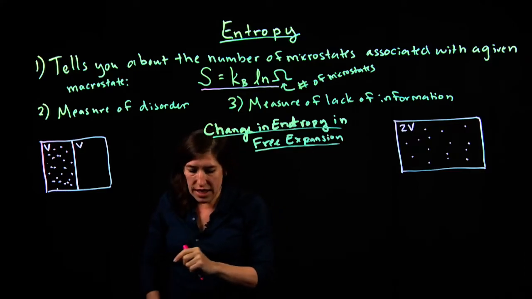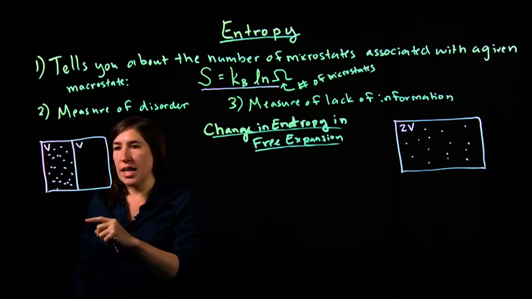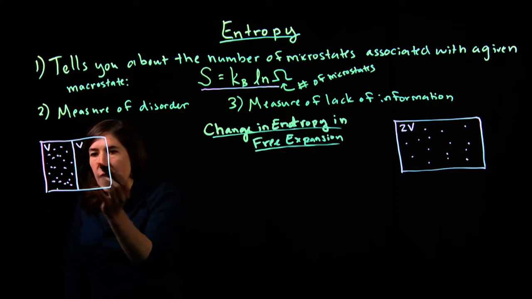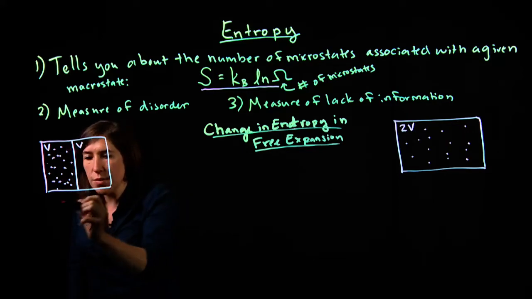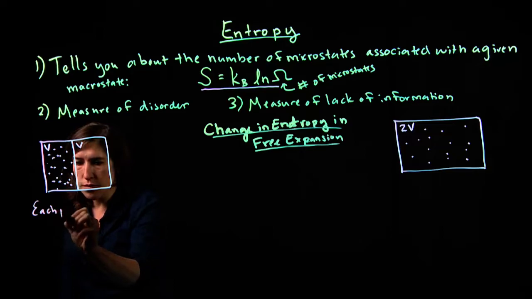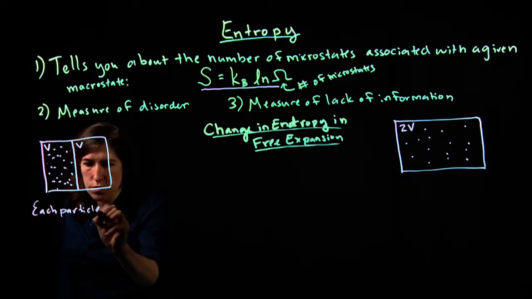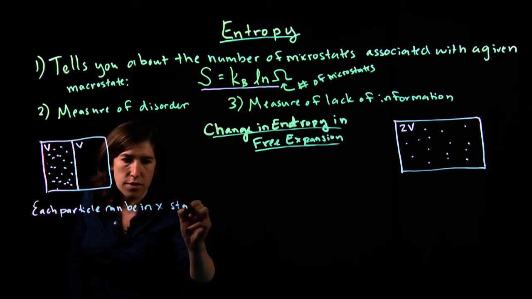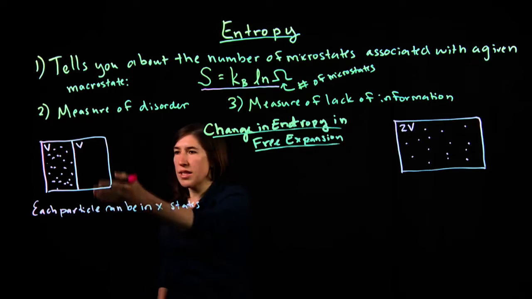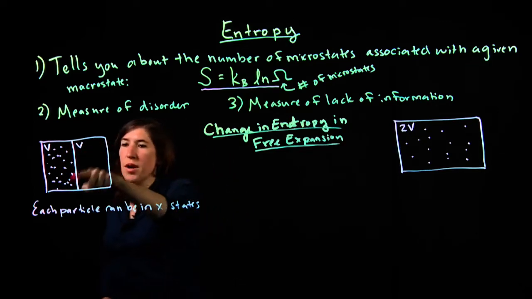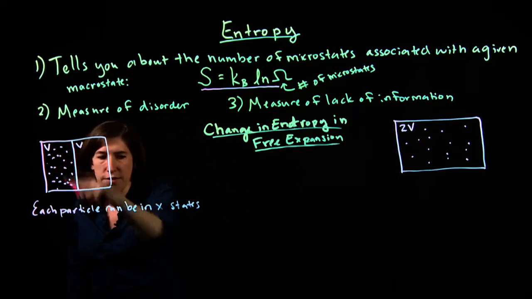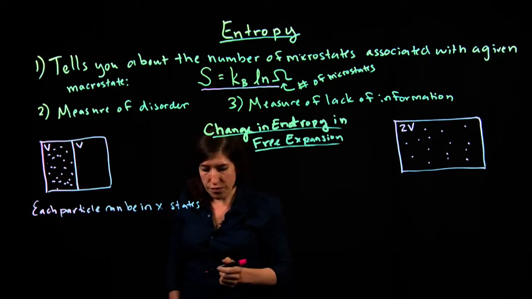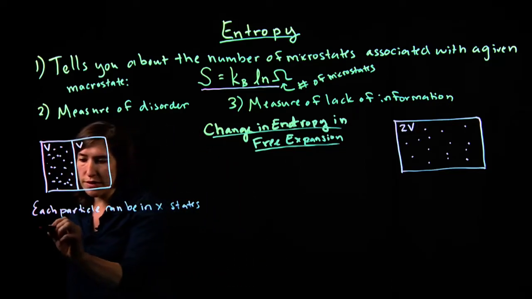So let's start by saying, okay, how many microstates do we have in this situation? We don't really know, but let's say each particle can be in X states. So this could be like, let's say there are X different places each particle could potentially be on only this half of the box. There are X different possibilities for each particle. So then, what is the total number of states?